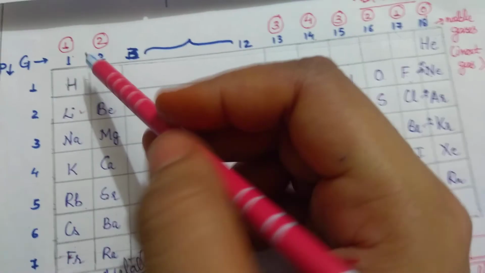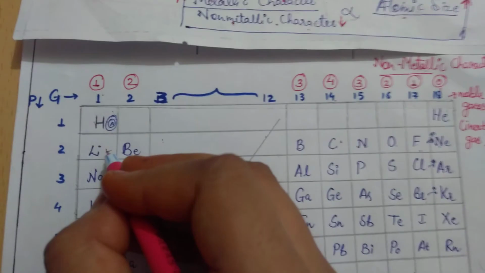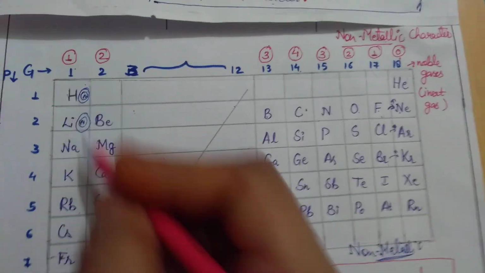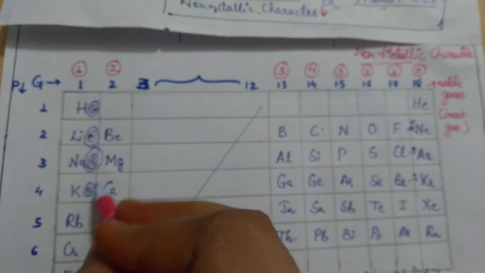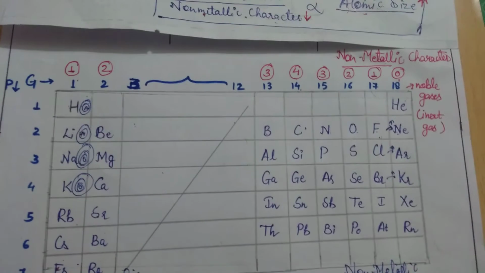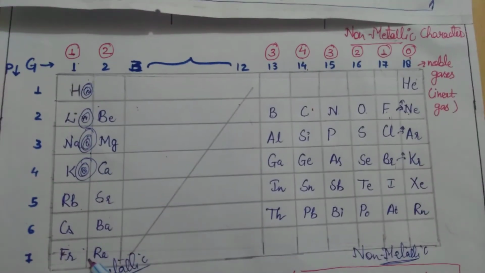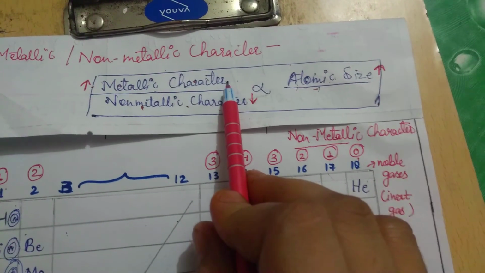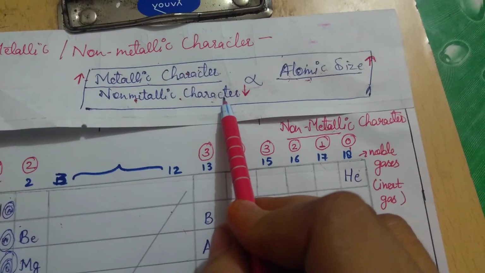Now coming to the group, for example, let's take this group. Hydrogen has only a nucleus and one orbit. Coming to lithium: nucleus, first orbit, second orbit. So when you come from top to bottom, the number of orbits increases. It means the number of shells is increasing. So it is very clear that from top to bottom the size is increasing, and if the size is increasing, metallic character also increases and non-metallic character decreases.